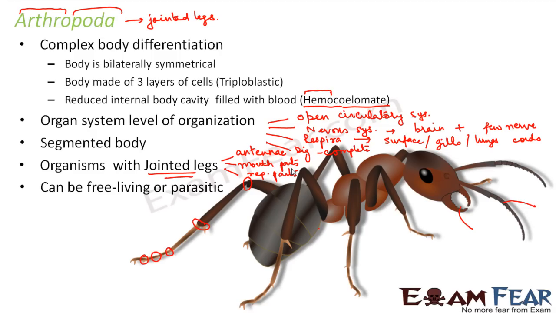When we talk of free-living arthropods, we have many examples like spider, ant, bees. They are all free-living arthropods. That means they live on their own. They manage to get their food materials from somewhere, but they do not live inside somebody else's body and cause some diseases.